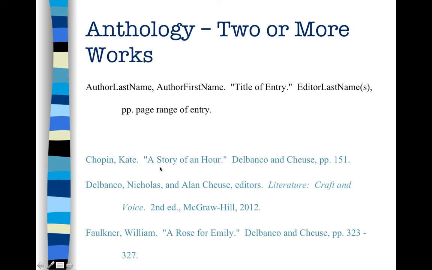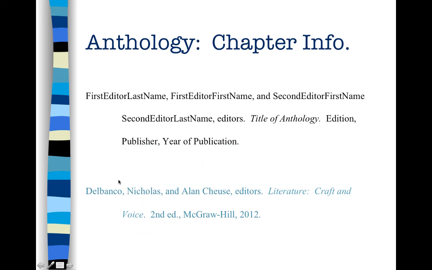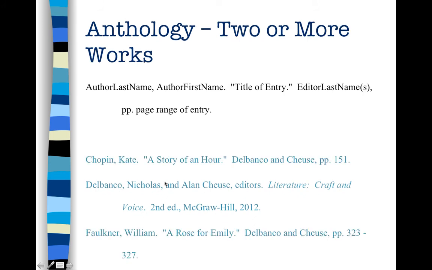However, if we are citing more than one story or more than one essay in an anthology, like let's say I write a paper about Kate Chopin and William Faulkner, and I'm citing both of these stories, "The Story of an Hour" and "A Rose for Emily." They're in the same anthology. What we're going to do is include that editor citation that we did in the previous slide. So this will be in our list.